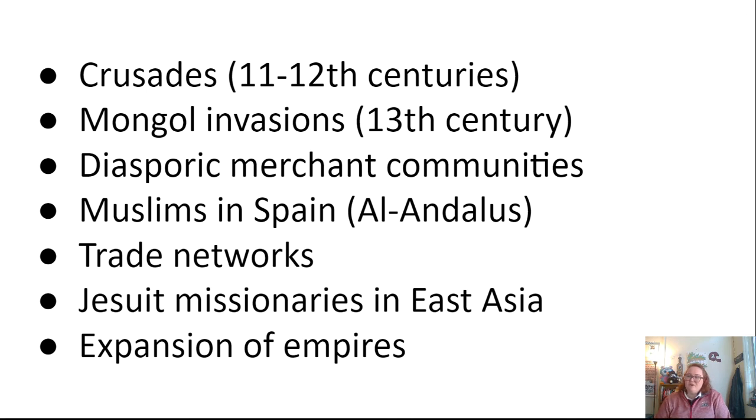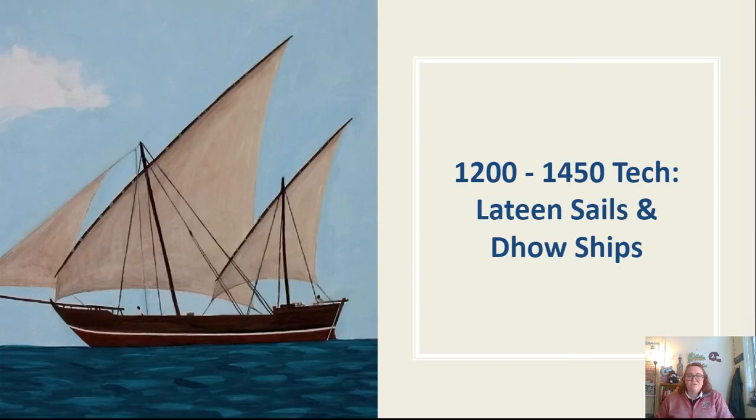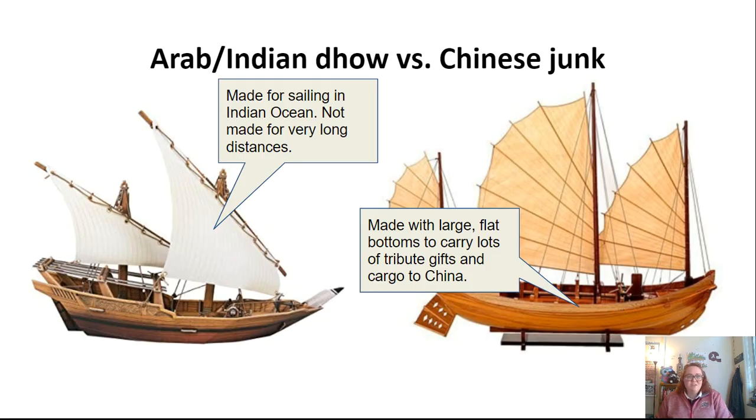So what were some of the causes that allowed this time period to happen? Well, we know that the Crusades opened up Europe into the East once again. You had those Mongol invasions that carried over the gunpowder. You had diasporic merchant communities that allowed for the blending of cultures. You also had the Muslims in Spain that had a significant impact on the Spanish. You had these extensive trade networks, Jesuit missionaries who went into East Asia, and then, of course, just the expansions of empires in general.